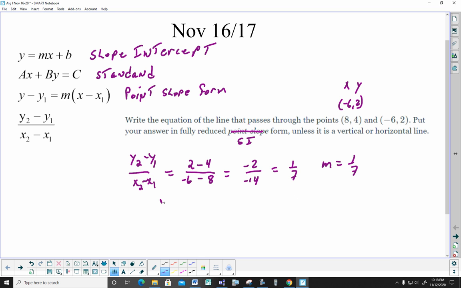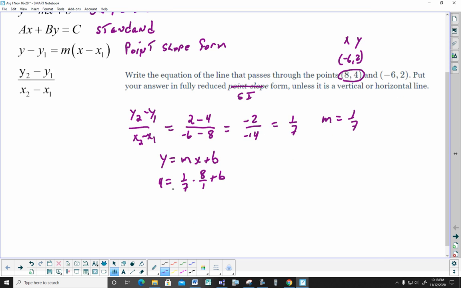Then you go, okay, y equals mx plus b. You fill in the x and y. I like this point better because they're both positive, but it really doesn't matter. So 4 is your y value, the slope is 1/7 times the x value, which is 8, plus b. Nothing reduces here, so you go 4 is equal to 8/7 plus b.